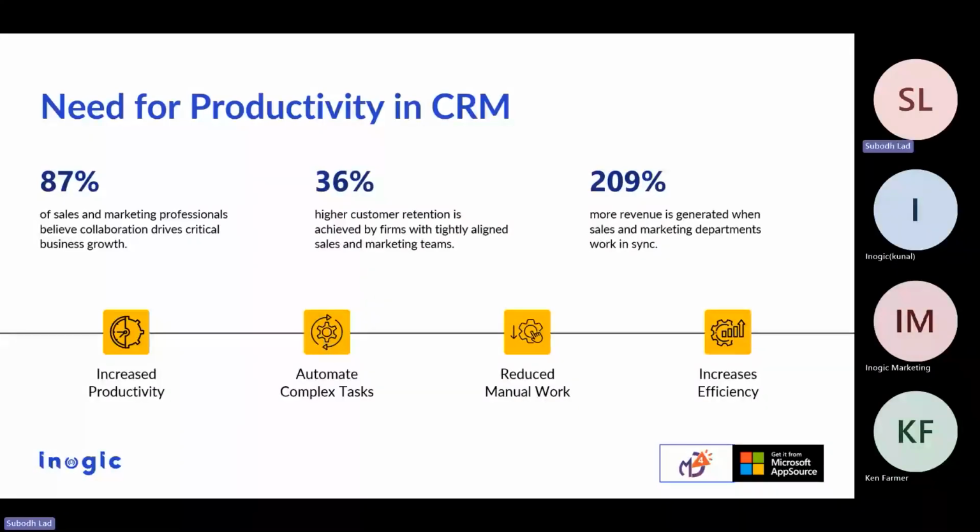What is the need for productivity in CRM? These are some numbers that sales professionals and marketing teams have told us: 87% of them believe that collaboration between the sales and marketing teams is very important for the overall growth of the business. There is a higher chance of customer retention when marketing and sales teams work together in tandem, and higher revenue growth when both teams are in sync. This leads to increased productivity, automated complex tasks, reduced manual work, and increased efficiency.